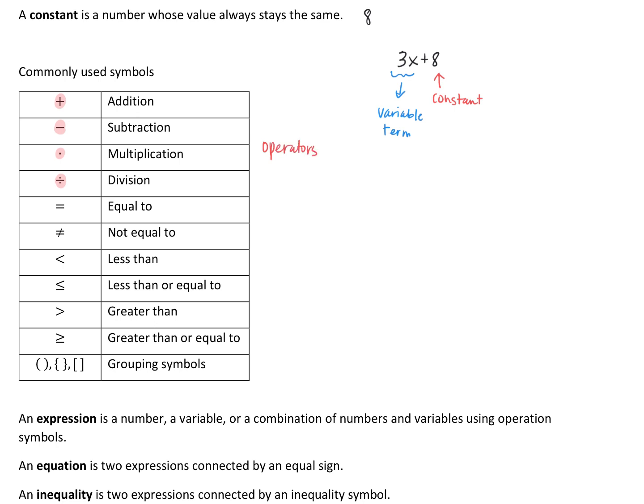Our operation symbols: we have equality, so equal to, and that's an equality symbol. And then we have not equal to, less than or equal to, greater than or equal to. Those are all inequality symbols. So the two sides of the inequality have a relationship. They're just not equal to one another. We could say they're not equal to each other, one is less than the other, or one is greater than the other. But some kind of relationship other than equality. So these are inequality symbols.